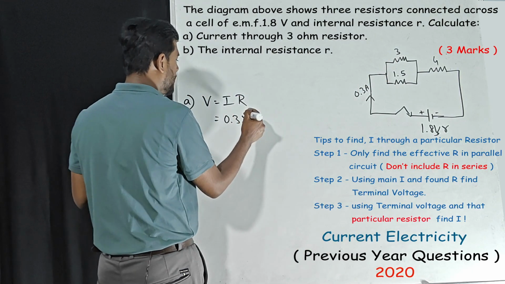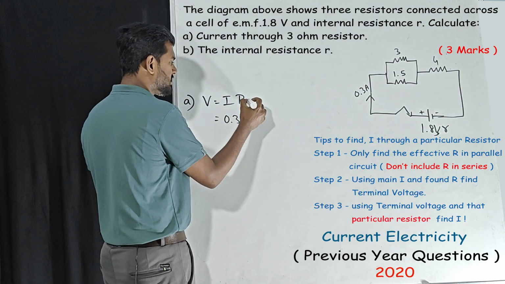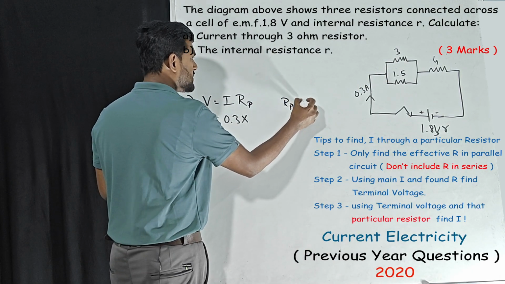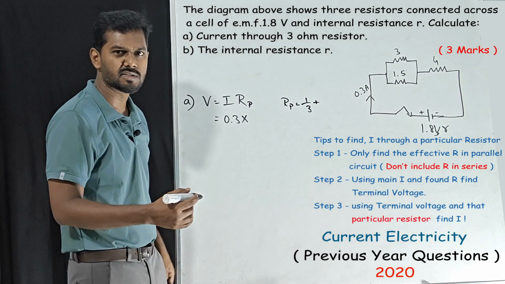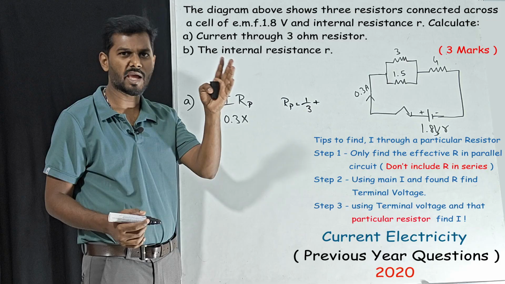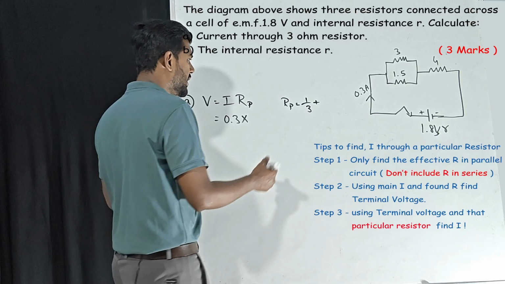Okay, now Rp. So first we'll find this Rp. Rp is equal to 1 by 3 plus 1 by 1.5, we can take 1.5 as 3 by 2, so that calculations will be easy.